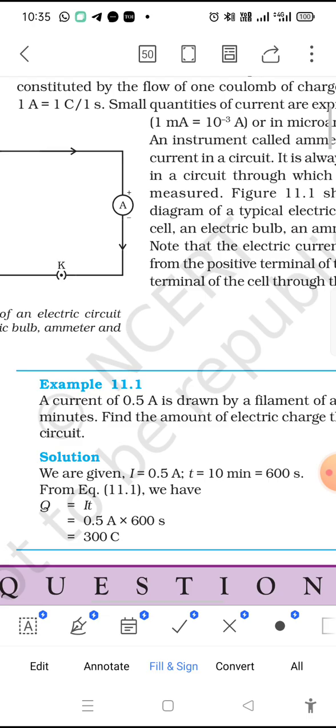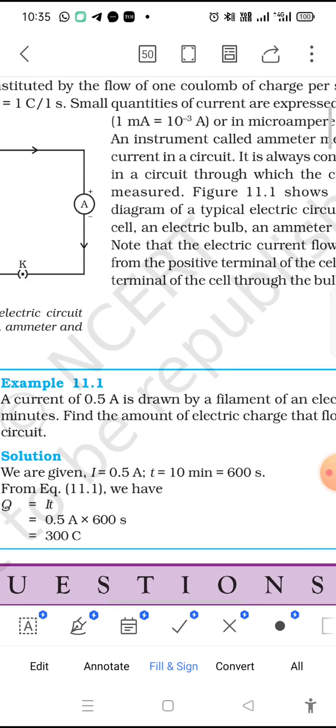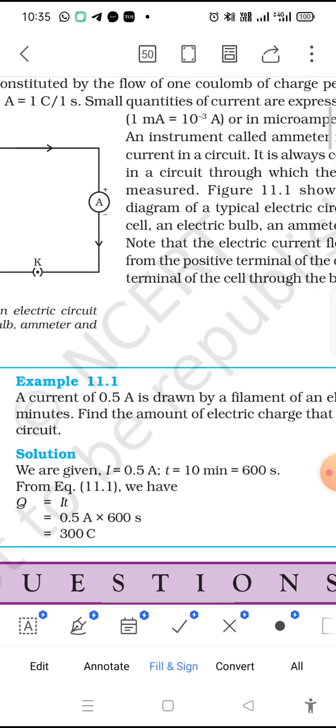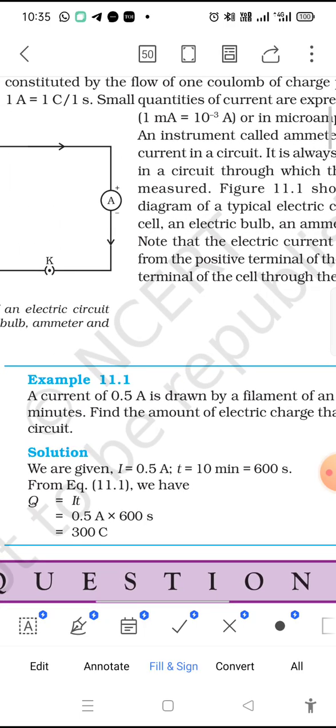So let us have an example. Suppose a current of 0.5 ampere is drawn by a filament of an electric bulb for 10 minutes. Find the amount of electric charge that flows through the circuit. Now what is the solution? We are given I = 0.5 A, that is the current I. t is 10 minutes, which is 600 seconds.